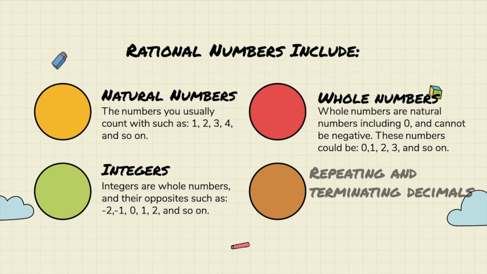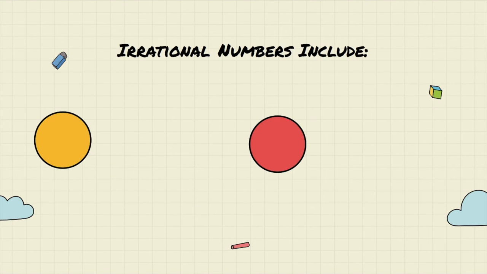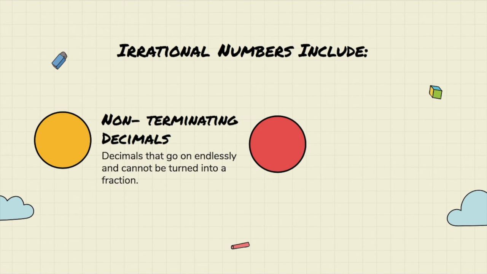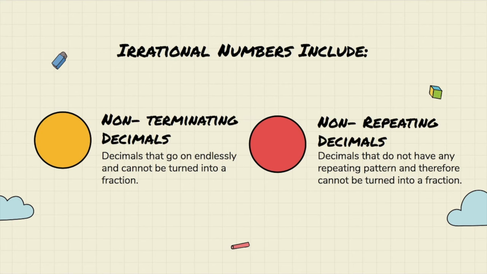And finally, we have repeating and terminating decimals. So these are decimals that can be rewritten as fractions, and repeating decimals repeat in the same pattern, and terminating decimals terminate. They do not go on forever. Now let's look at what irrational numbers include. It includes non-terminating decimals, which are decimals that go on endlessly and cannot be turned into a fraction, and non-repeating decimals, which are decimals that do not have any repeating pattern and therefore cannot be turned into a fraction. So if a number is non-terminating and non-repeating, it would be considered an irrational number.